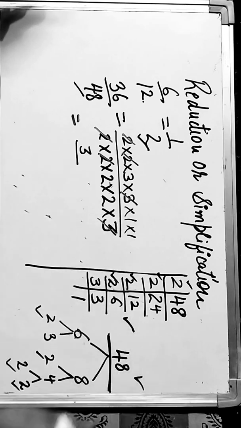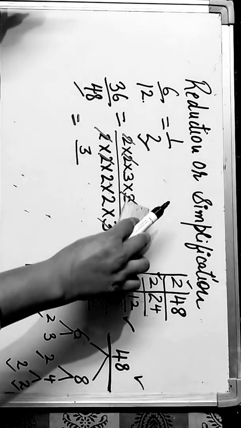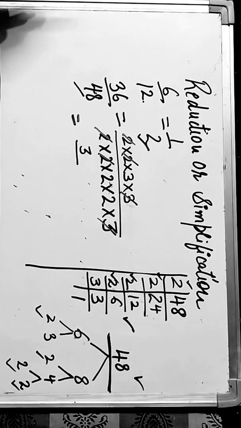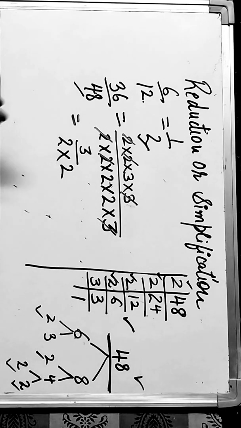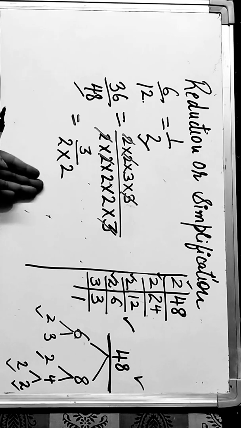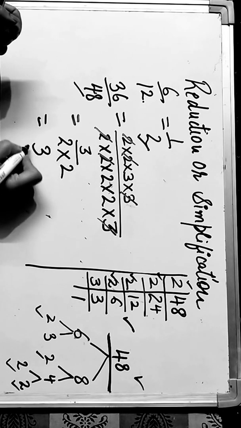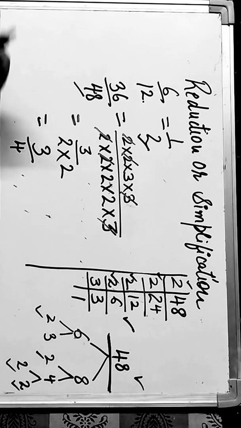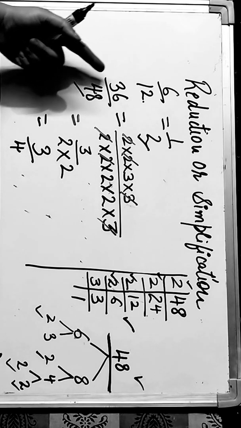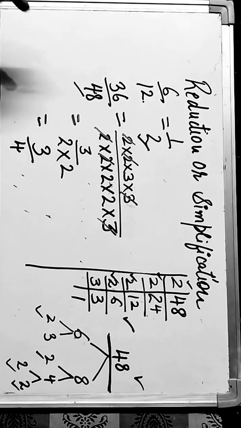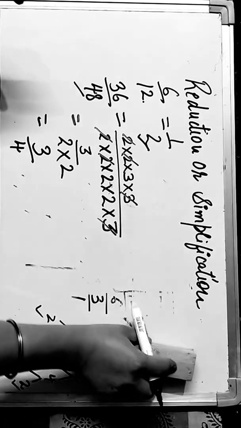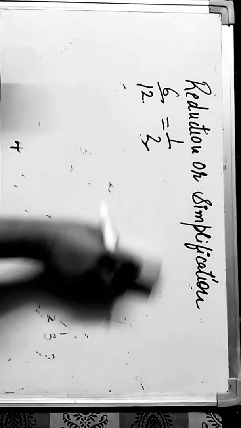So there is no need to write it. In the denominator, we are left with 2 times 2. We'll multiply this. This is 3/4. Wait, the numerator is 3. So the lowest fraction possible for 36 over 48 is 3/4. This we have discussed in the previous class also.